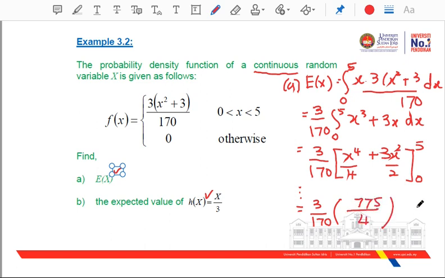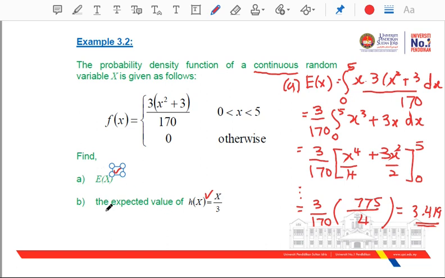And you got the answer approximately 3.419. Okay, you may try later, complete the step here. Try substituting this into this and then you got this for E(X).